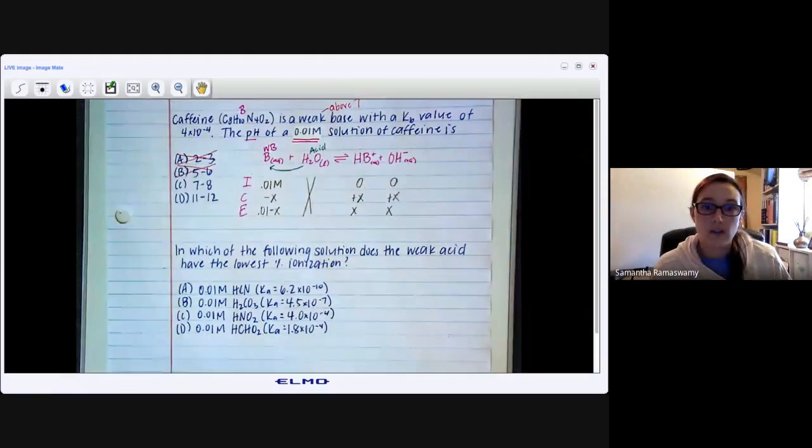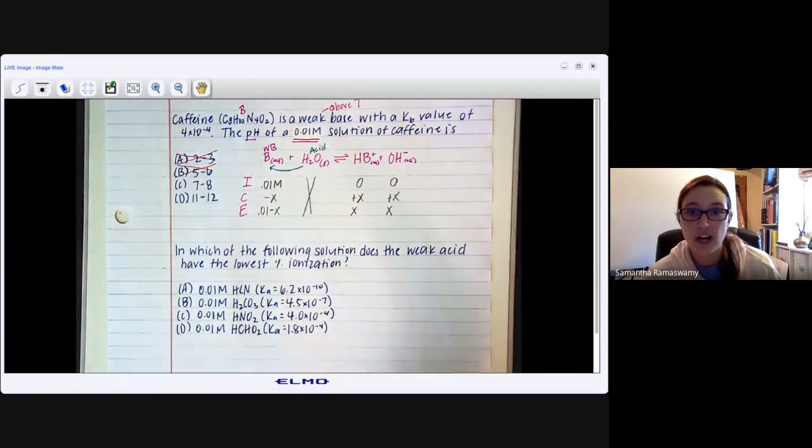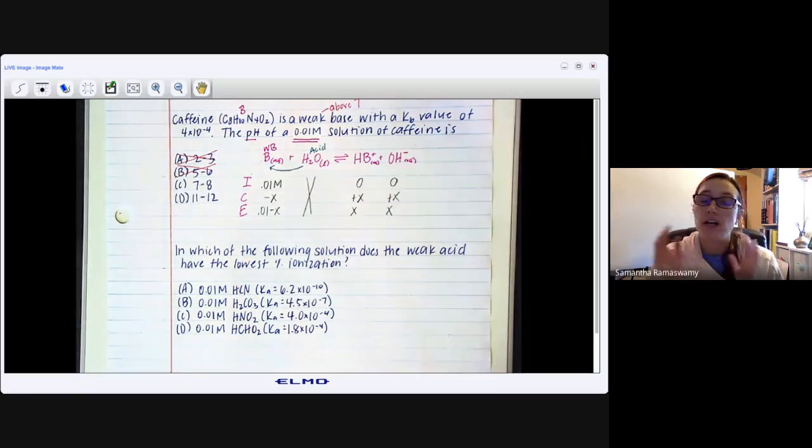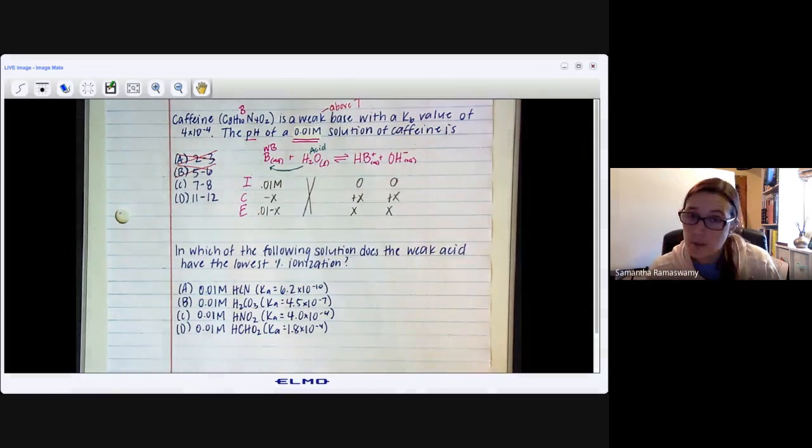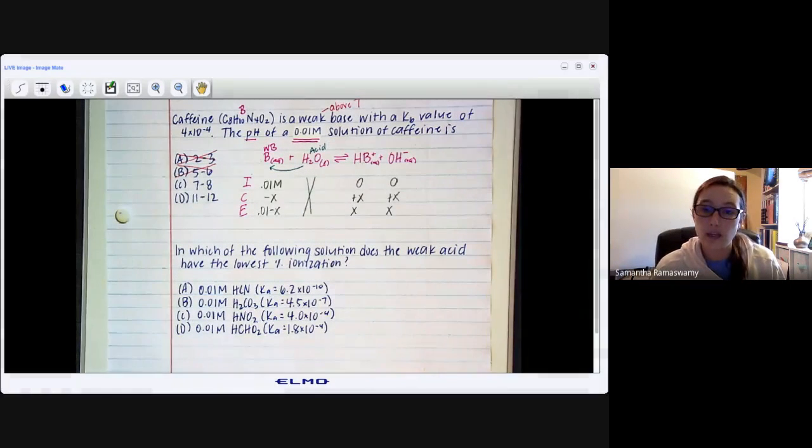If you eliminate answer choices, you now have a 50-50 shot. So let's say that you're running out of time on multiple choice and you say, okay, I know it's a weak base. I know it should be above 7. I can eliminate A and B. You at least have a 50% chance of guessing it. So eliminate when you can.